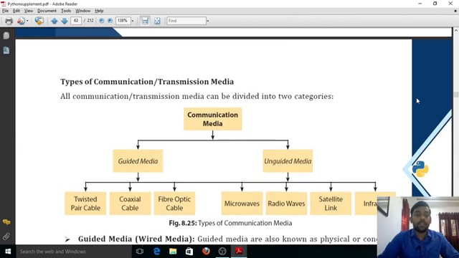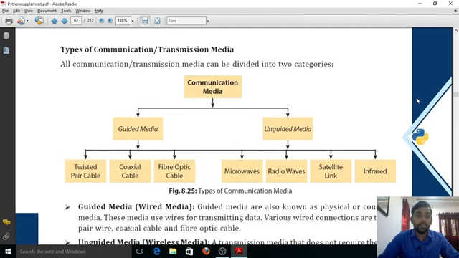So here is a diagram showing the categorization of communication media. You can see communication media can be classified into guided media and unguided media. In guided media, we have twisted pair cable, coaxial cable and fiber optic cable. These are the cables used in guided media. These are all physically connected, right? Yes. Then unguided media, we have microwaves, radio waves, satellite link and infrared.